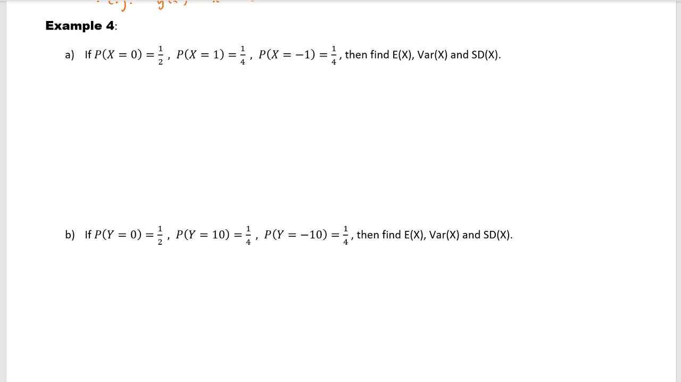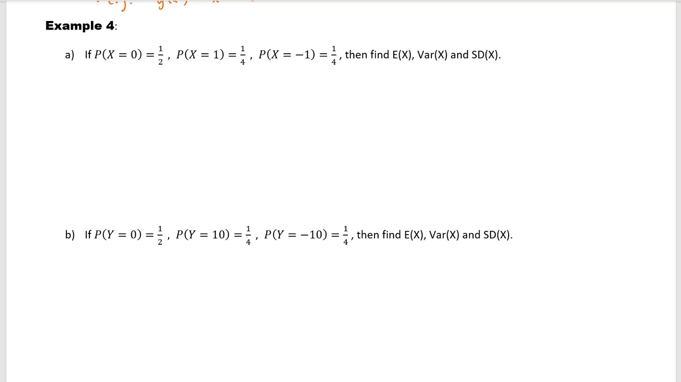Hi everyone! Last time we defined the population mean, the population variance, and the standard deviation. So today we're going to continue to do some examples. Example 4. If the probability x equals 0 is 1/2, the probability x equals 1 is 1/4, and the probability x equals -1 is 1/4. Find the mean, variance, and standard deviation.